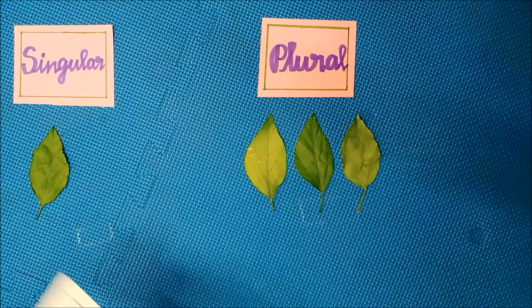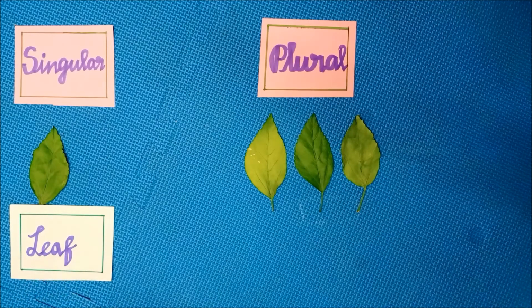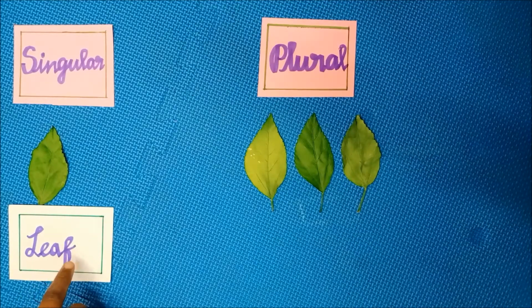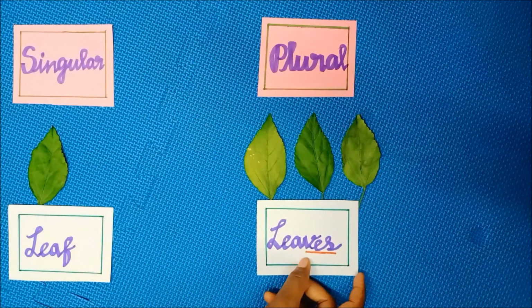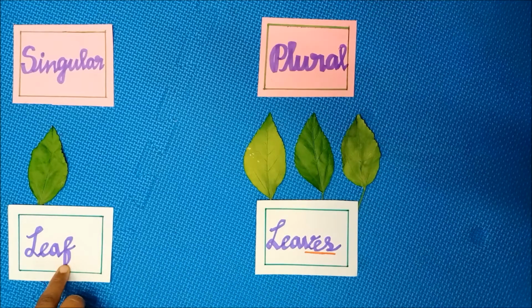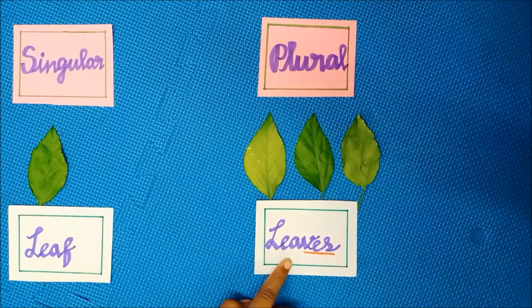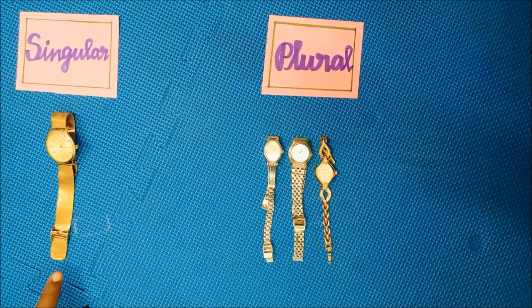Children, look at the next thing. What is it? It is a leaf. See the spelling for leaf. L-E-A-F. Leaf. So leaf ends with the letter F. If the singular noun ends with F or FE, what do you have to do? You have to remove the F and add V-E-S. So the plural form of leaf is leaves. See the spelling for leaves. L-E-A-V-E-S. You have to remove F and add V-E-S. So the plural form of leaf is leaves. Leaf, leaves.